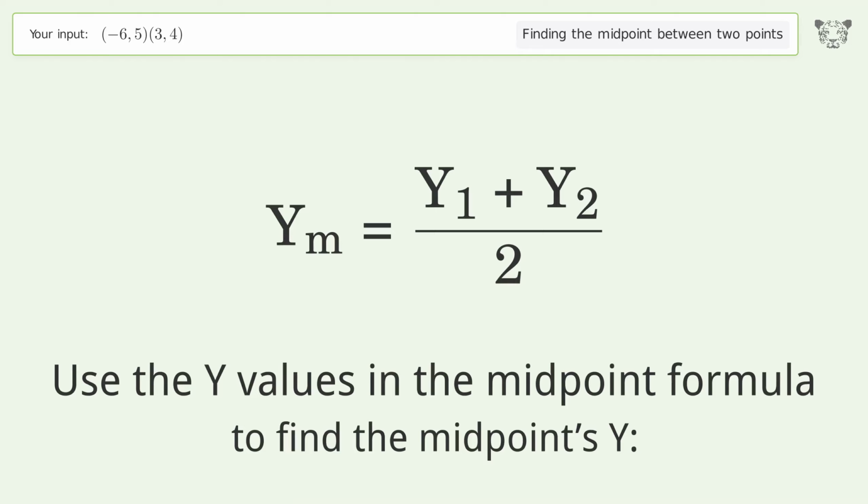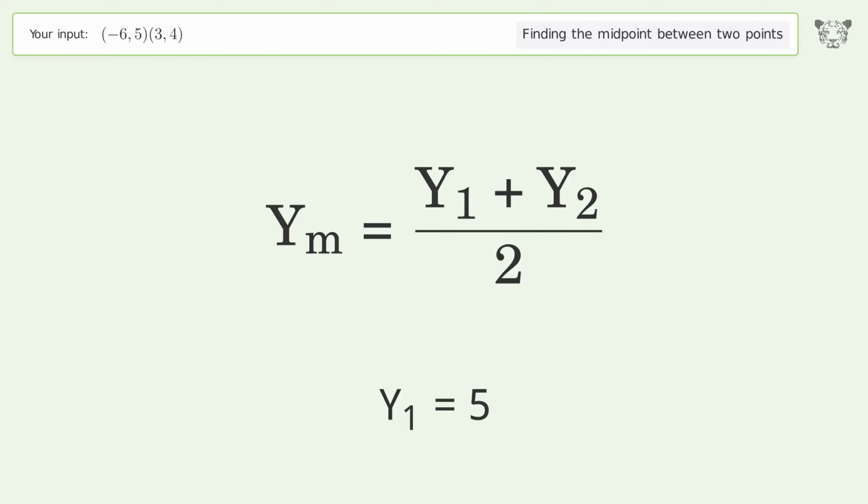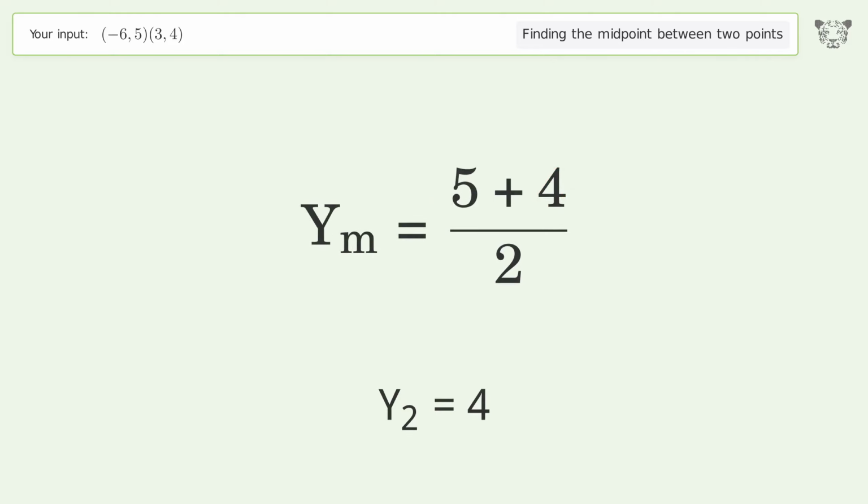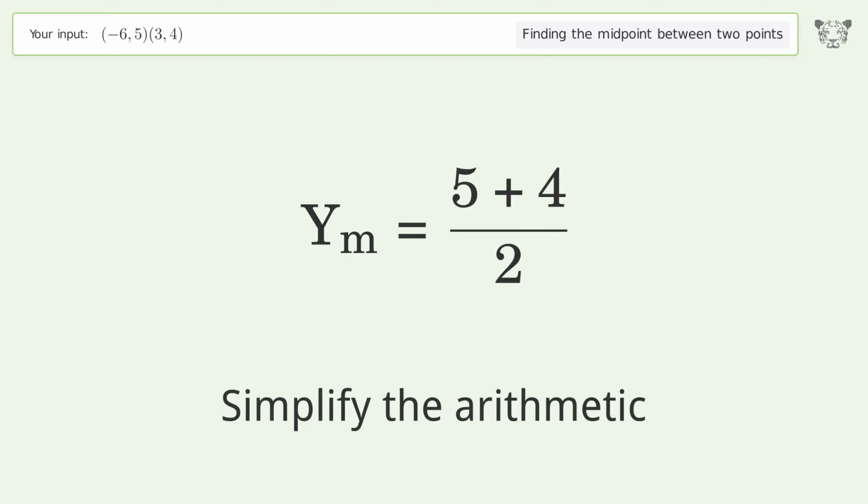Use the y values in the midpoint formula to find the midpoints y. y1 equals 5. y2 equals 4. Simplify the arithmetic.